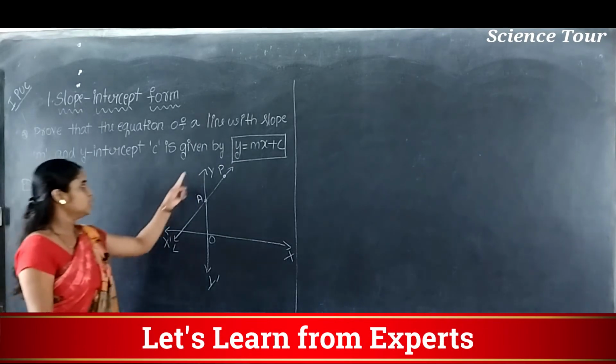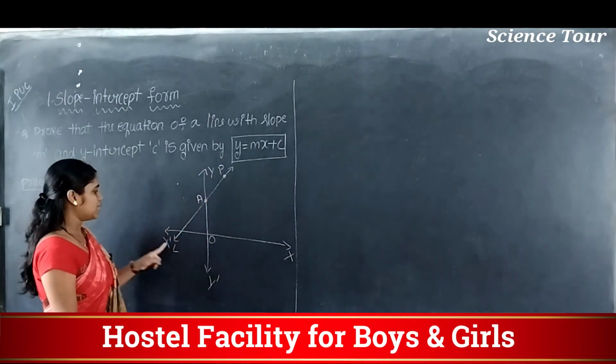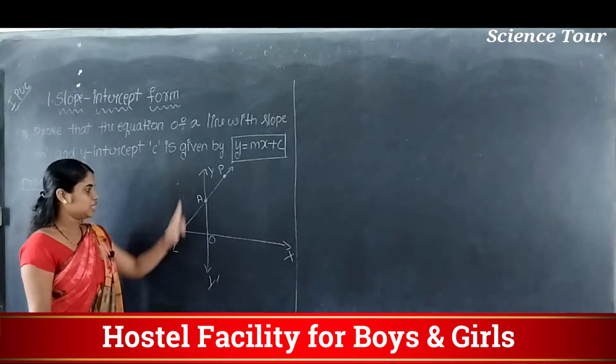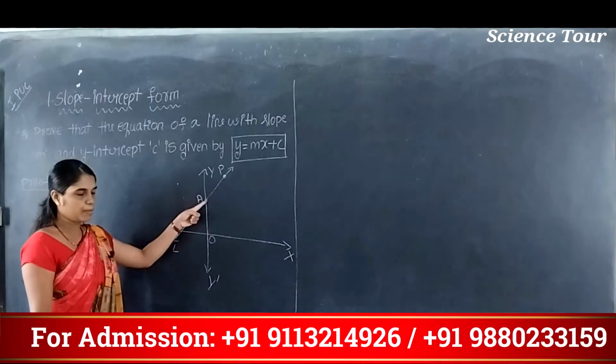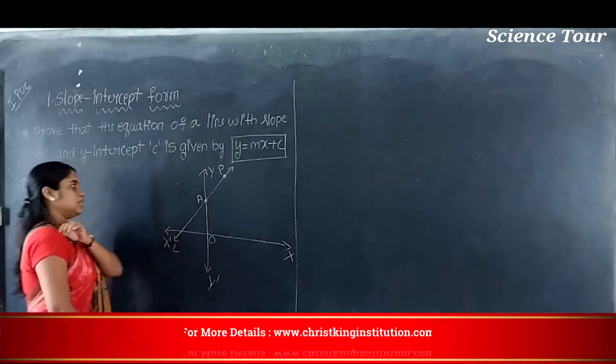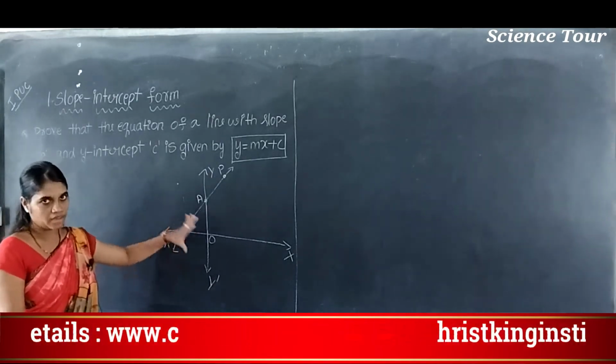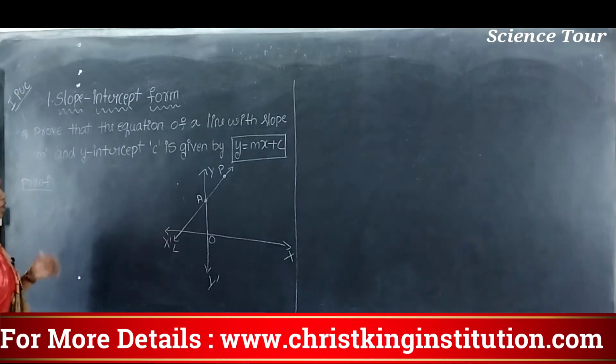Here I have considered a coordinate system. One straight line, this is L, cuts the y-axis at the point A, and I'll consider another point P. First I'll write some information. What data do we have in the figure? Those things I'll write here.